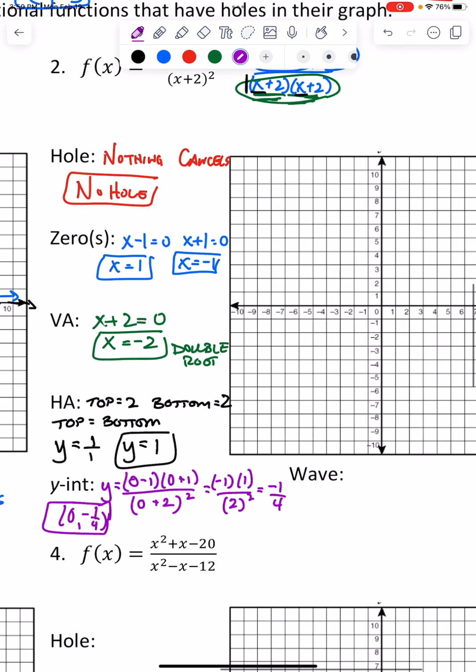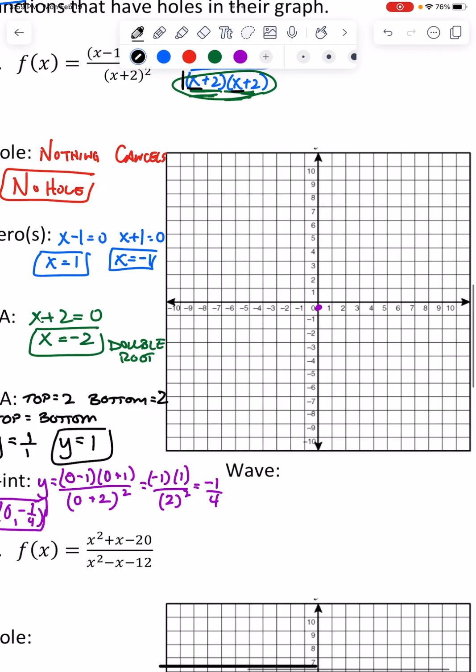So let's put this all on the graph. So 0, negative 1/4, so somewhere in here. Horizontal asymptote at y equals 1. So put that in there. Vertical asymptote at x equals negative 2. And then we've got zeros at 1 and negative 1. So we've got that.